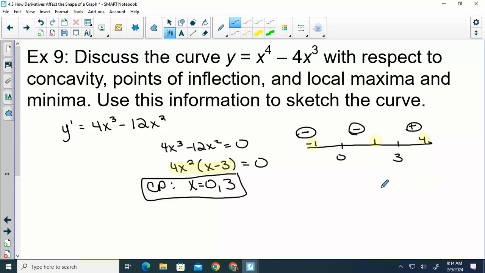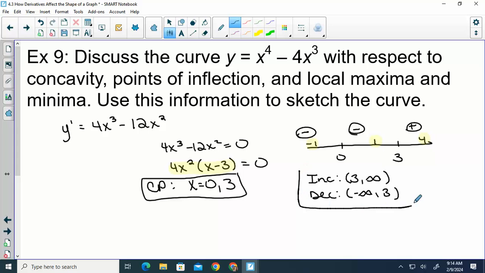Okay, so this tells me several things. It tells me, first of all, where I'm increasing and decreasing. Where is my graph increasing? Where is it decreasing? Negative infinity to 3. Okay, it also tells me maxes and mins. At 0, I was decreasing, I continue decreasing, that's nothing. But at 3, I was decreasing, then I switched to increasing. So what's that? Local min.